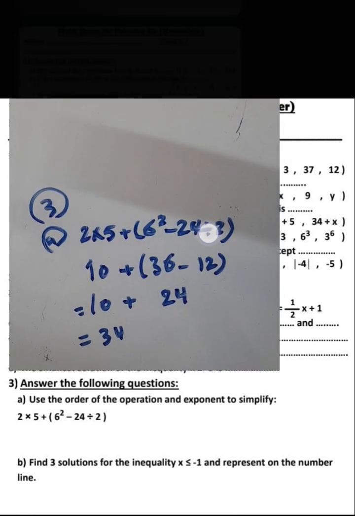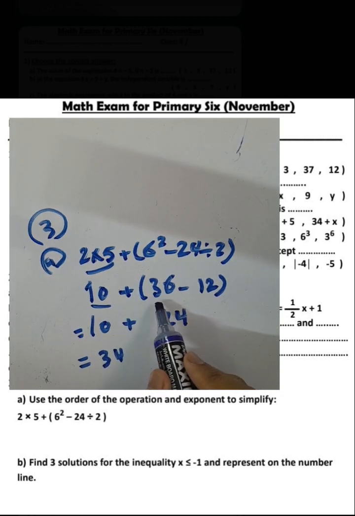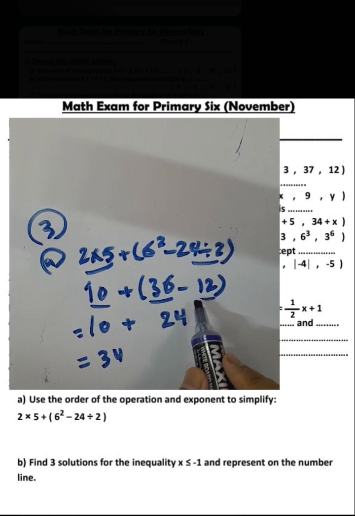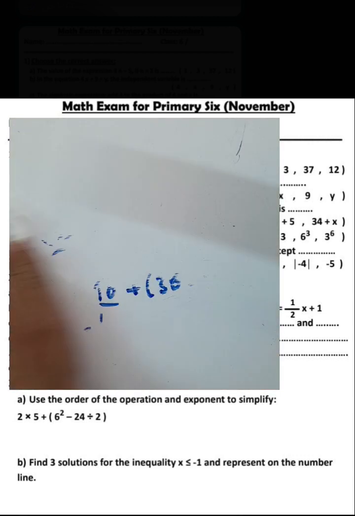Understood? About this example again: 2 times 5 equals 10, 6 power 2 is 36, 6 times 6 is 36, 24 divided by 2 is 12, 36 minus 12 is 24, and then 10 plus 24 is 34. Okay.